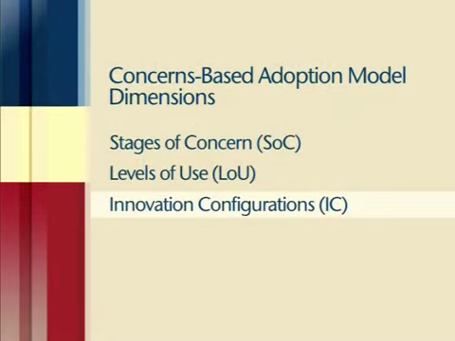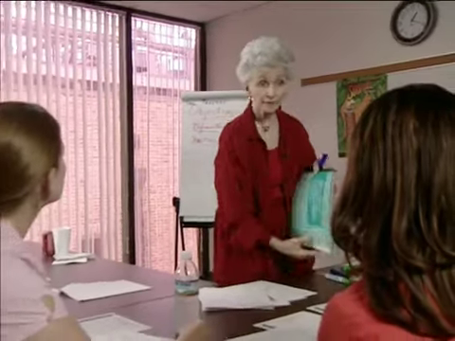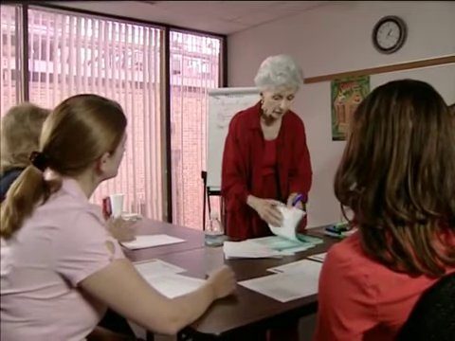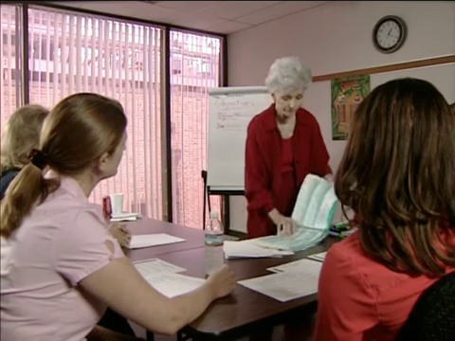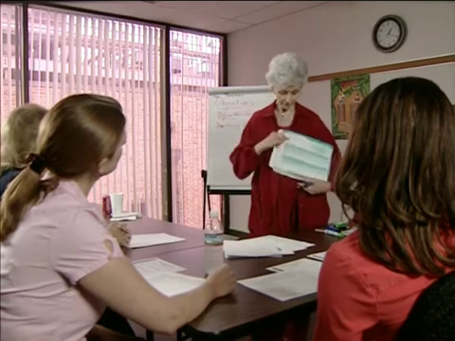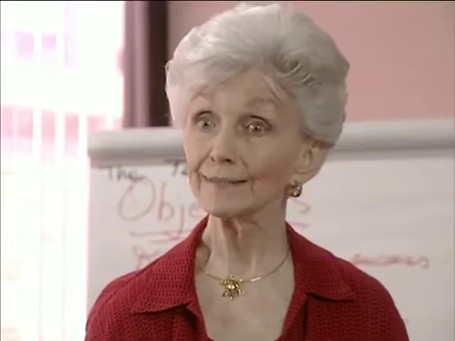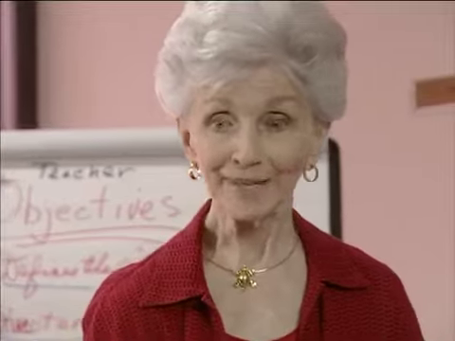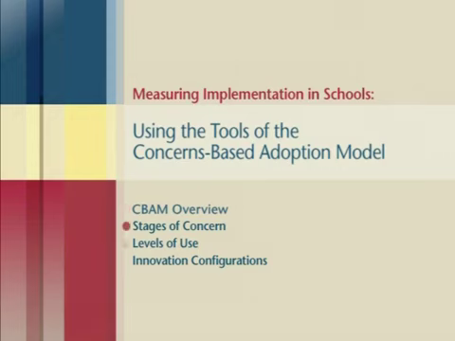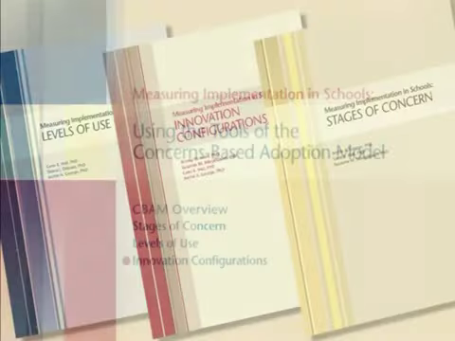Innovation configurations. Innovations are almost always altered by individual teachers to fit the conditions and needs of their students and classrooms. Innovation configurations, or IC, is a tool for identifying and describing the various forms of an innovation that different teachers adopt. Innovation configuration is a little bit different. What it does is to explicitly spell out what the new practice will look like when it is in operation in the classroom. Explore this DVD to learn more about the three dimensions of CBAM, then refer to the manuals for more detailed information.